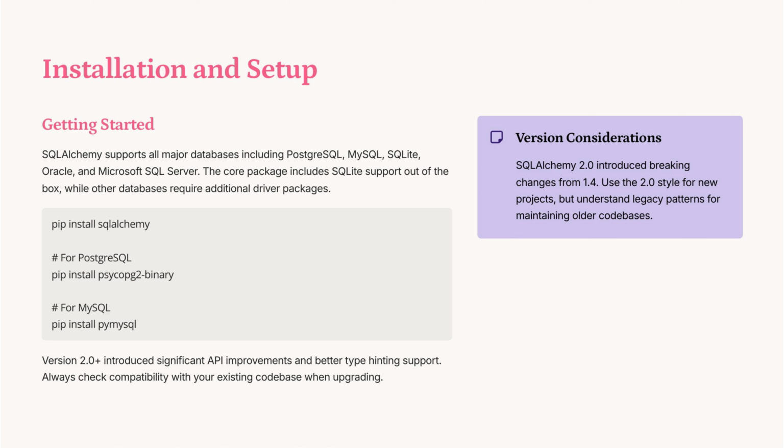For PostgreSQL, add pip install psycopg2-binary. For MySQL, pip install PyMySQL. SQLAlchemy supports major databases, with SQLite included by default. Version 2.0 plus offers API improvements and type hinting. Be aware of breaking changes from 1.4 when upgrading, and use 2.0 style for new projects.